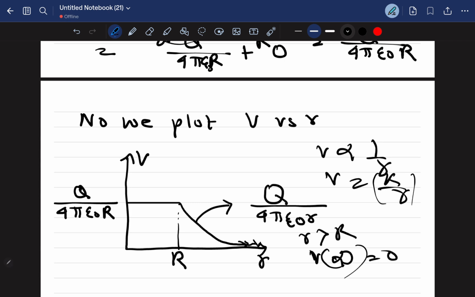So this is the potential of a metallic shell.